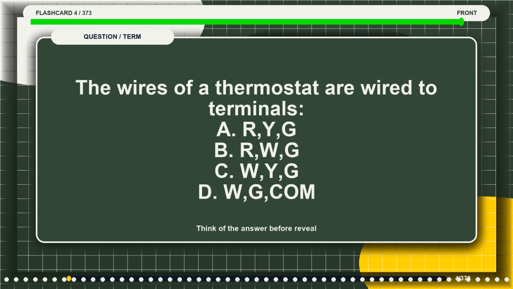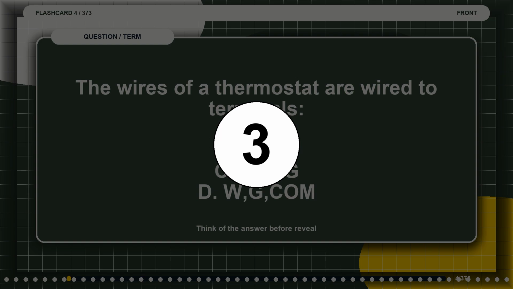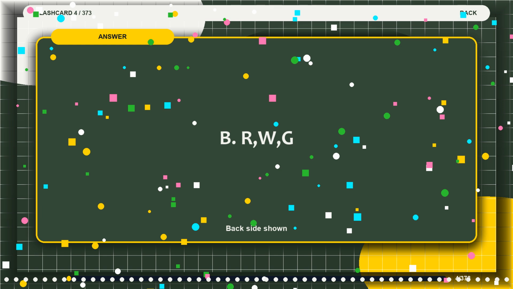Flashcard 4. The wires of a thermostat are wired to terminals A. RYDB, RWGC, WYGD, WGCOM. Think of the answer before the reveal. The answer is B. RWG.